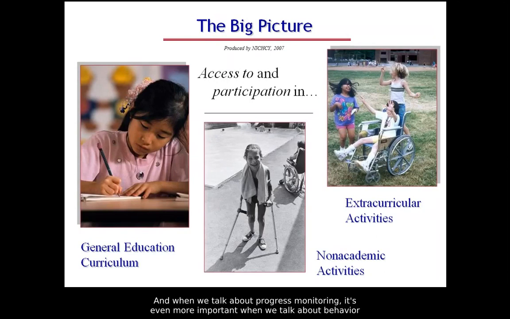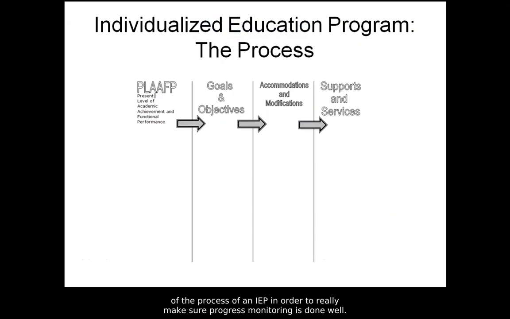When we talk about progress monitoring, it's even more important when we talk about behavior and behaviors that might be getting in the way of learning due to their disability. It's even more important to talk about how we monitor progress. How do we know what we're doing is helping a kid access the general ed, extracurricular, and non-academic activities? So I'm going to do a little bit of a review, because we have to have a solid foundation of the process of an IEP in order to really make sure progress monitoring is done well.